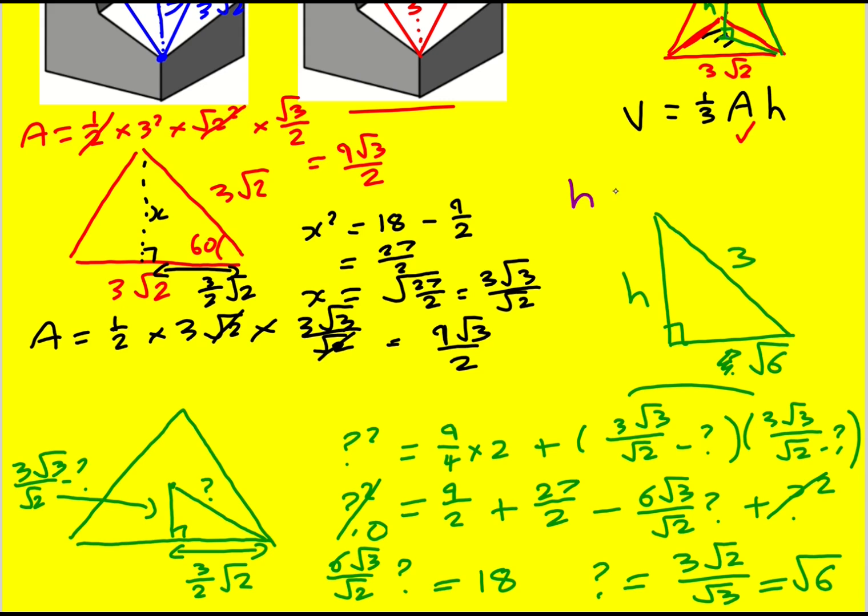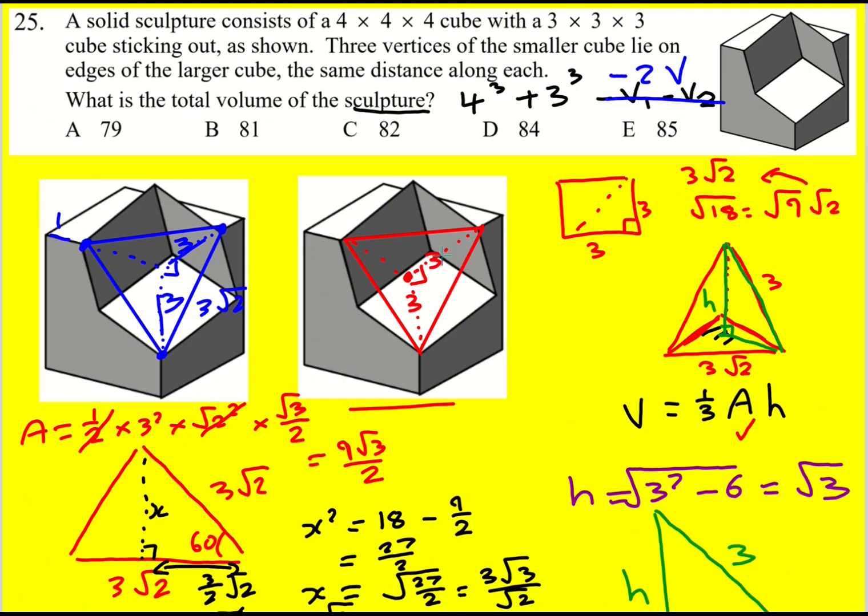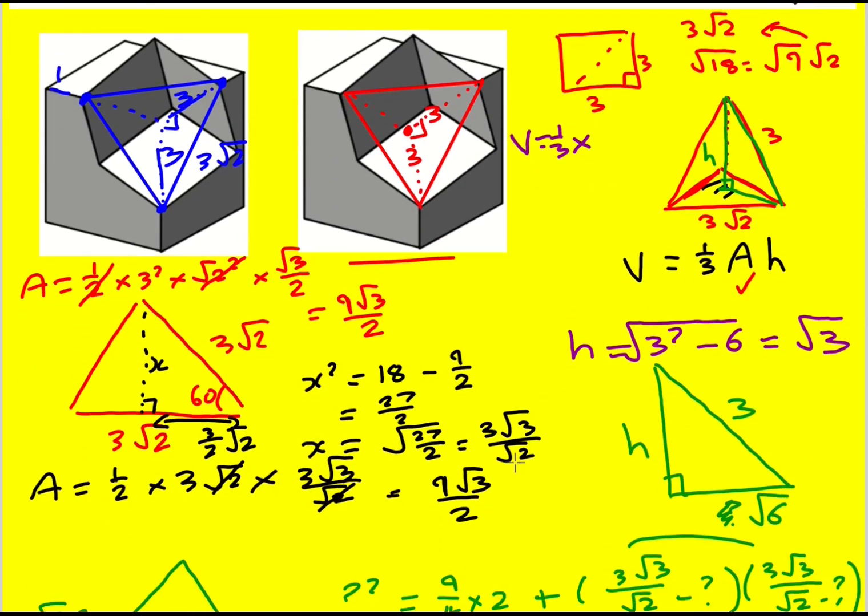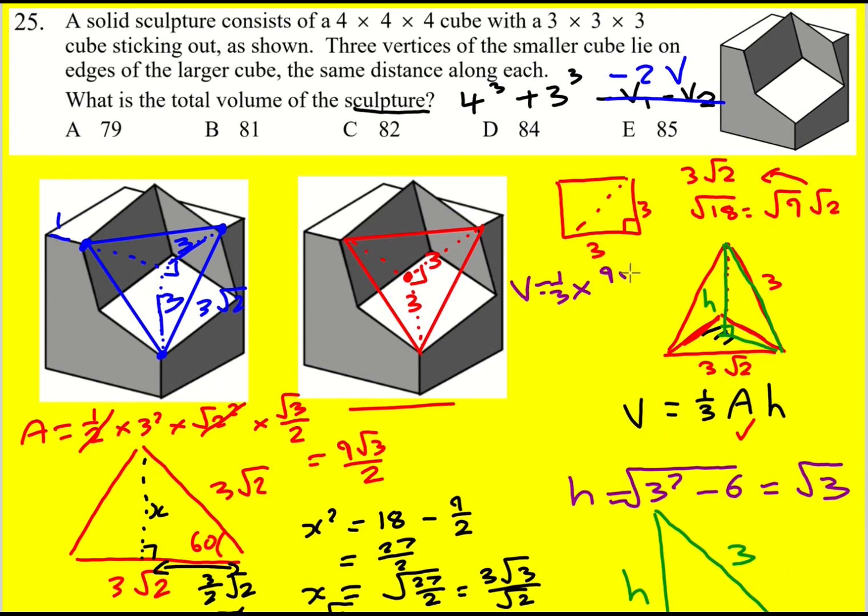And therefore h, it's much quicker now, h is going to be 3 squared minus root 6 squared, which is 6, square rooted, 9 minus 6, 3, so the square root of 3. For the volume is going to be 1/3 times that area that I found, 9 root 3 over 2, multiplied by the height, which is root 3. The root 3's become 3, they cancel out with that, divided by 3, and I get the volume of each of the tetrahedrons to be 9 over 2.